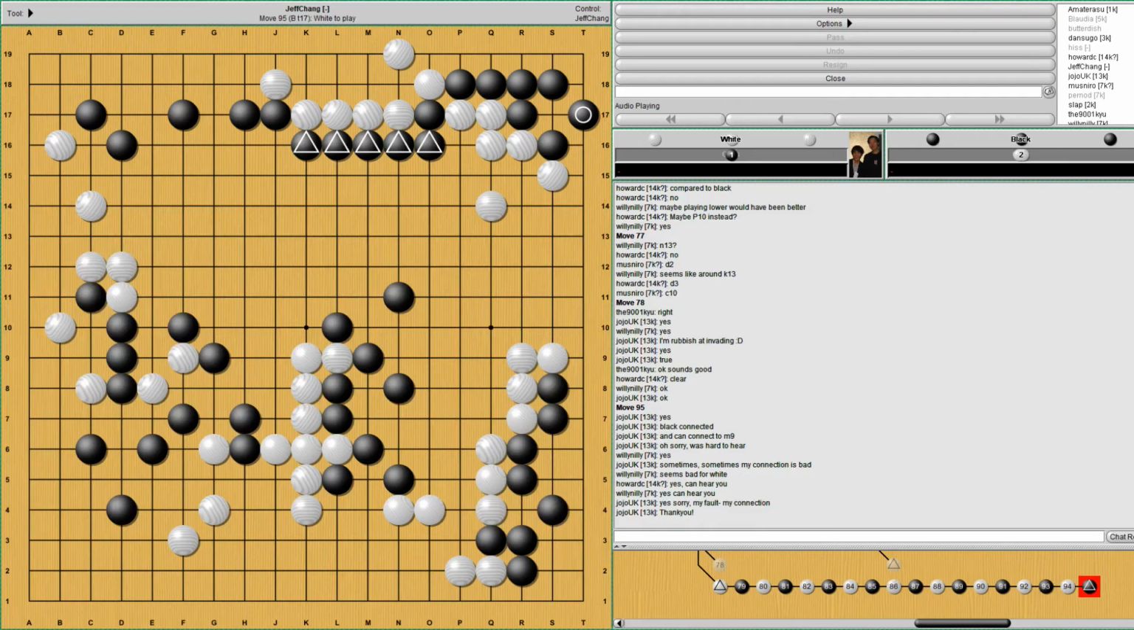Okay, doesn't matter. Okay, I guess, yeah. Okay, I'm gonna save some time. I won't say this is not a bad result for white at all.